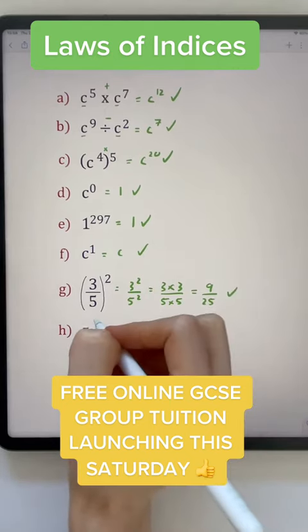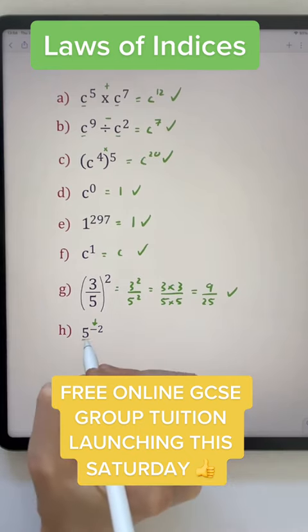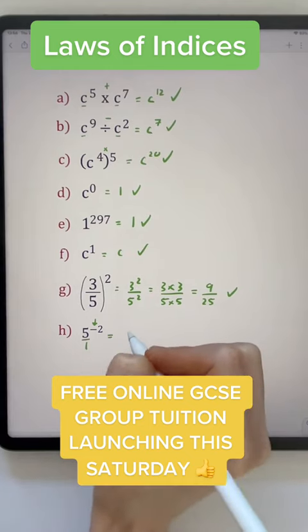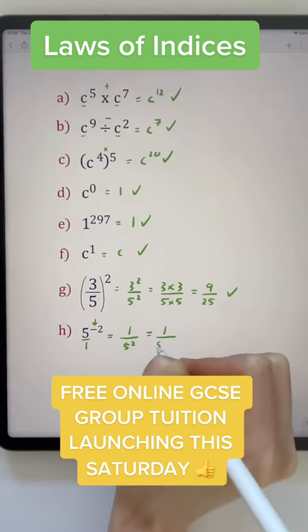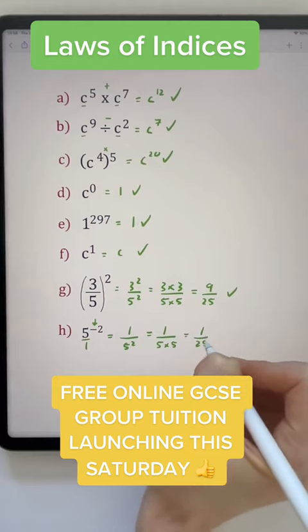When we see a negative power, that means the reciprocal. In other words, turn it upside down. If it's not already a fraction, we know 5 is the same as 5 over 1. Hence, turning it upside down, we're going to have 1 over 5 squared. And we know 5 squared is 5 multiplied by itself. Hence, our final answer is 1 over 25.